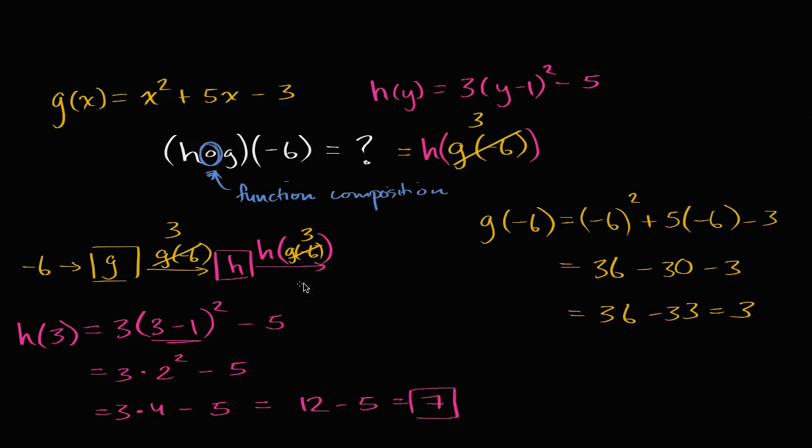And we're done. So you input negative 6 into g, you get 3, and then you take that output from g and you put it into h, and you get 7. So all of this has come out to be equal to 7. So h of g of negative 6 is equal to 7. Input negative 6 into g, take that output and input it into h, and you're going to get 7.